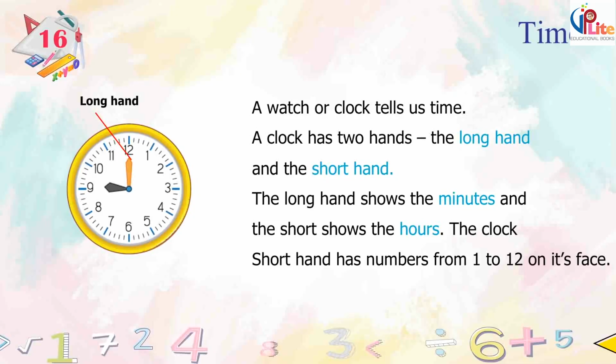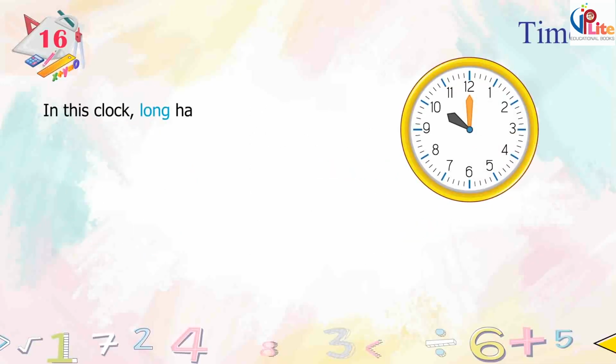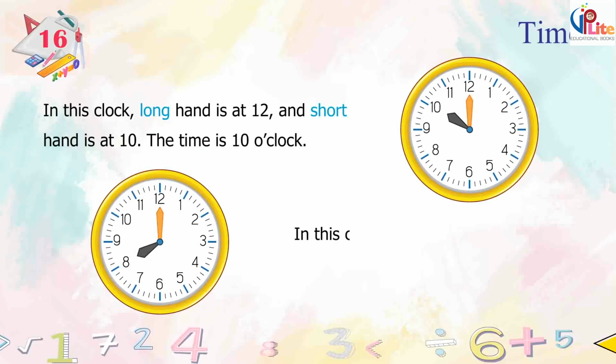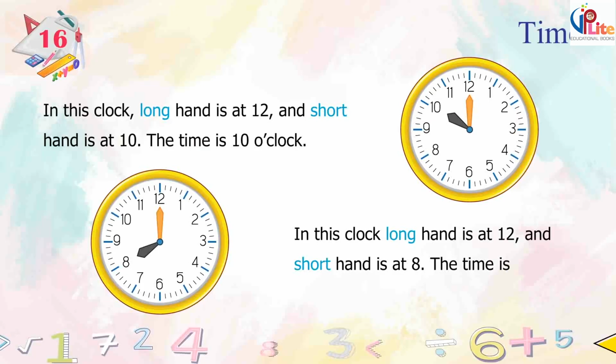Long hand. Short hand. In this clock, the long hand is at 12 and the short hand is at 10. The time is 10 o'clock. In this clock, the long hand is at 12 and the short hand is at 8. The time is 8 o'clock.